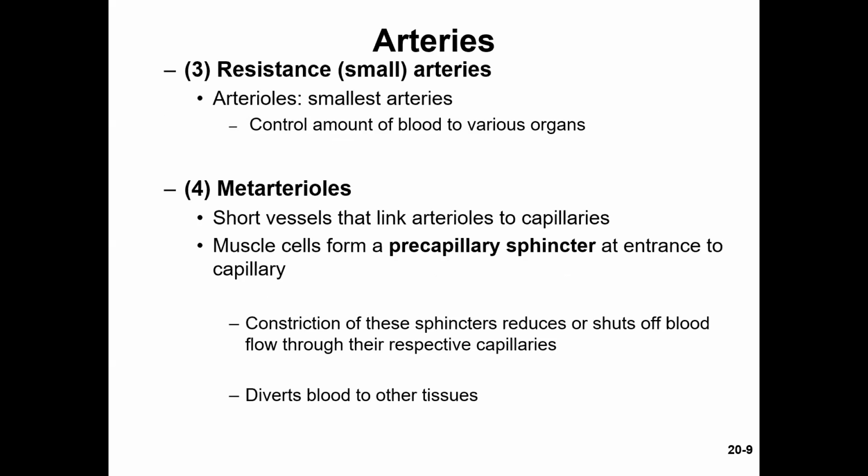Meta-arterioles are short vessels that link arterioles to capillaries. The muscle cells form a precapillary sphincter at the entrance to the capillary. Constriction of these sphincters reduces or shuts off blood flow through their respective capillaries, and this diverts blood to other tissues.